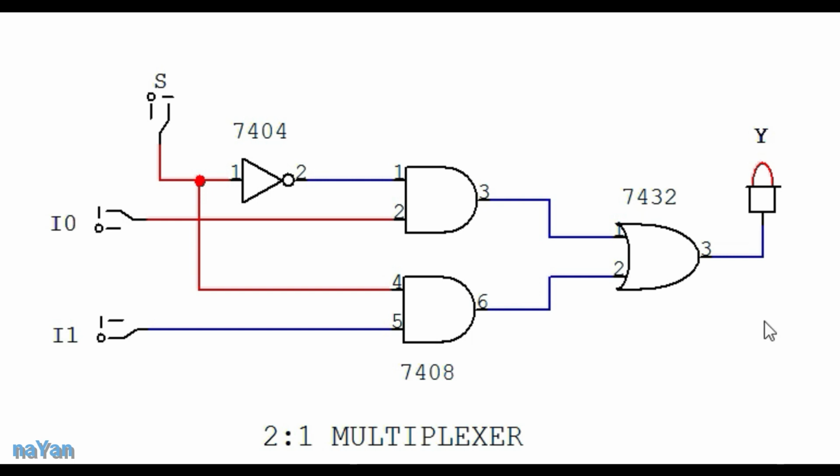That's why this is called a multiplexer: the line which is selected, that input value is displayed at the output. At this time we have selected line I1, so the value of I1 is displayed at the output. So this is the 2:1 multiplexer circuit simulation.